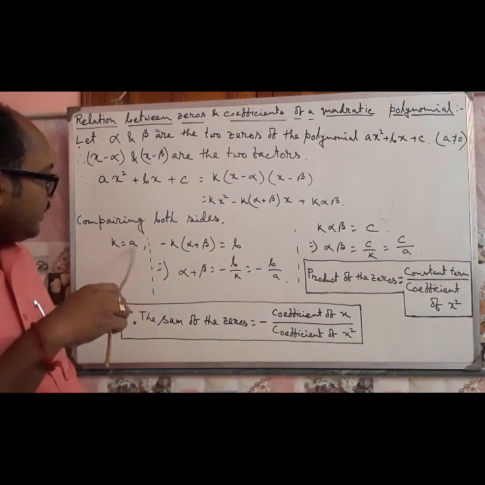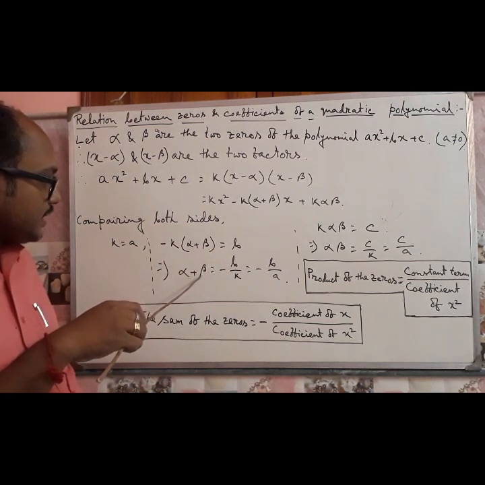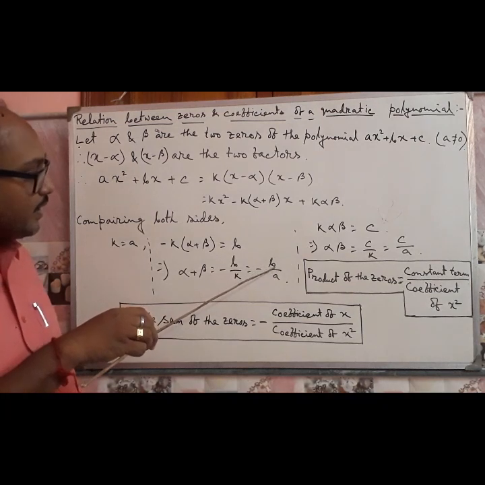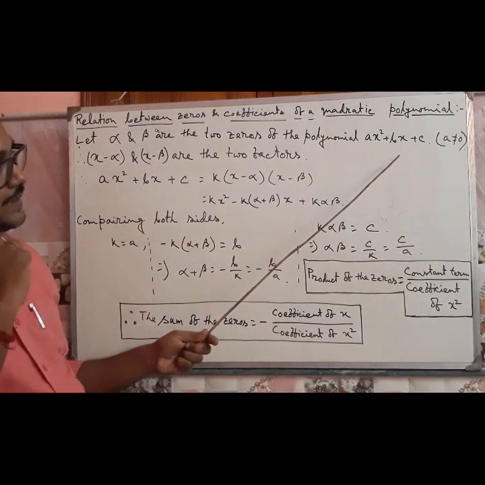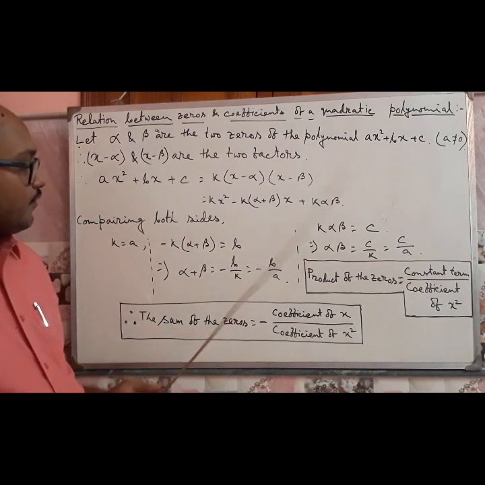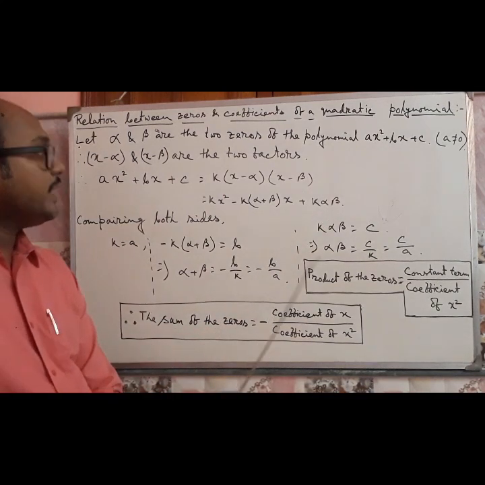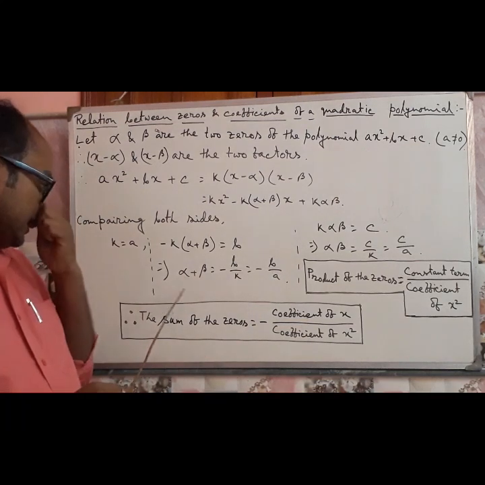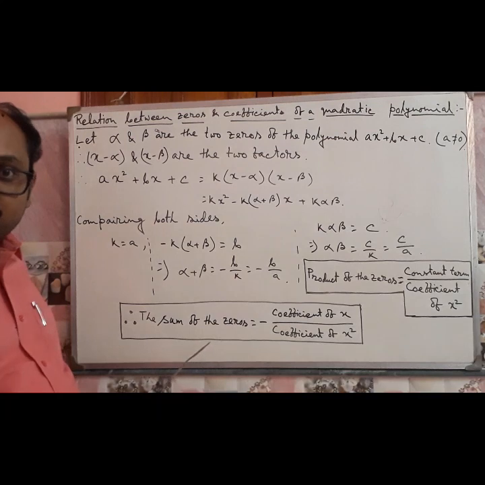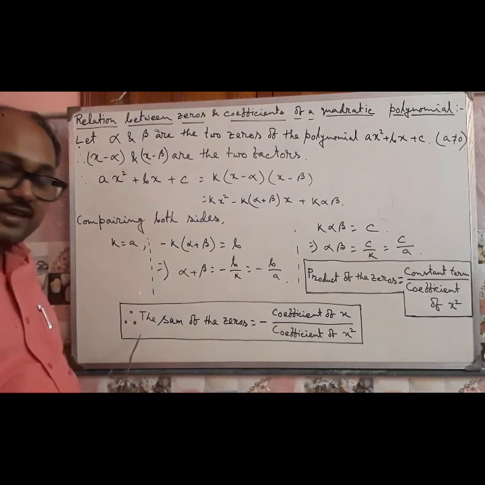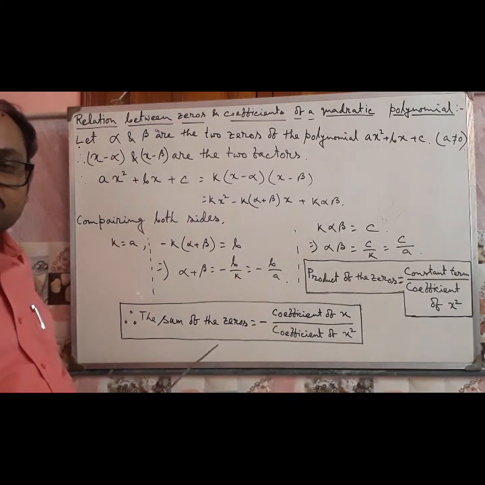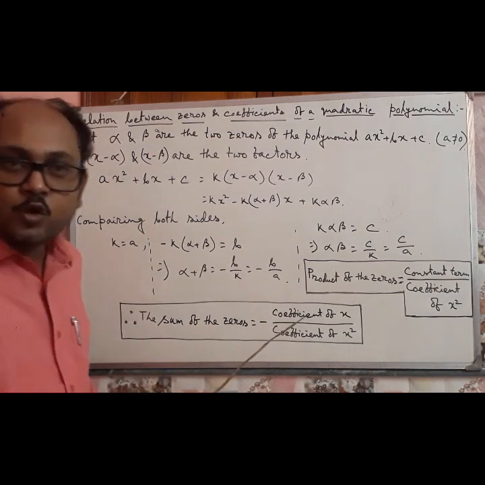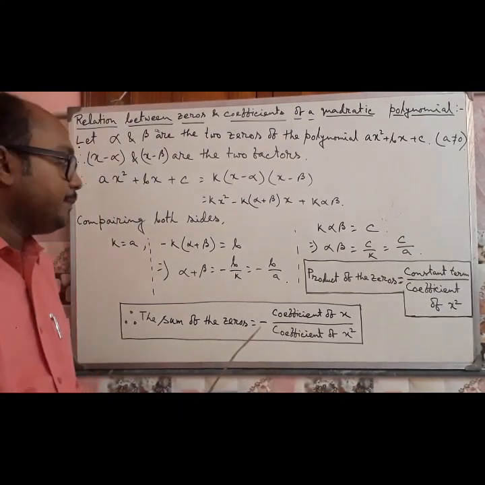k is equal to a, changing the side, alpha plus beta is equal to minus b by k, that is minus b by a. What is b? The coefficient of x in the given polynomial. And what is a? The coefficient of x square in the given polynomial. And alpha plus beta means the sum of the zeros. So we got the relation: sum of the zeros is equal to minus coefficient of x by coefficient of x square.